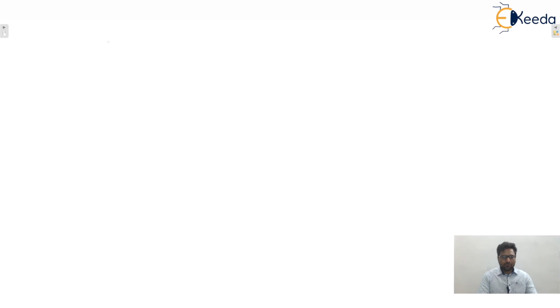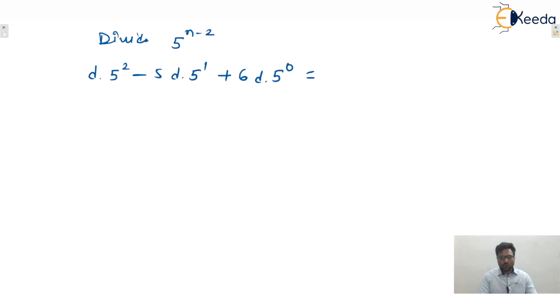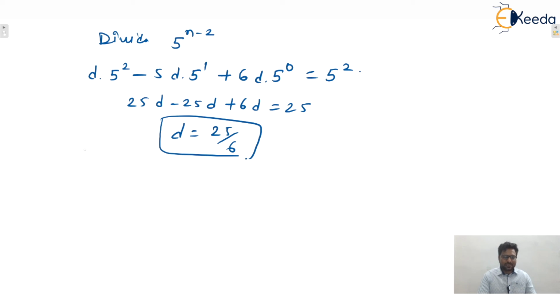So divide the entire equation by 5 raised to power n minus 2. It becomes d into 5 raised to power 2 minus 5d into 5 raised to power 1 plus 6d into 5 raised to power 0 equals 5 square. From here, it is 25d minus 25d plus 6d equals 25. So the d value will be 25 by 6, isn't it? That was step 3.